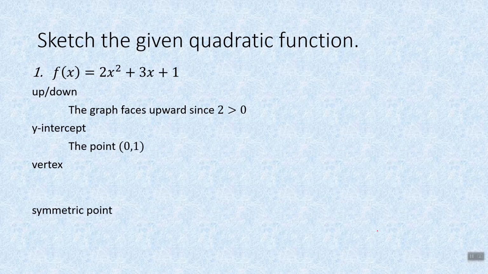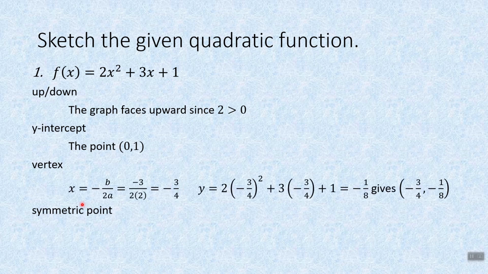We know that the y-intercept is at the point (0, 1) because 1 is the c value of our function. To find the vertex, we'll use x equals negative b over 2a. In this case, our b value is 3, so we'll have negative 3 over 2 times, and in place of a, we have a 2. 2 times 2 is 4, so our x value of the vertex is negative 3/4.